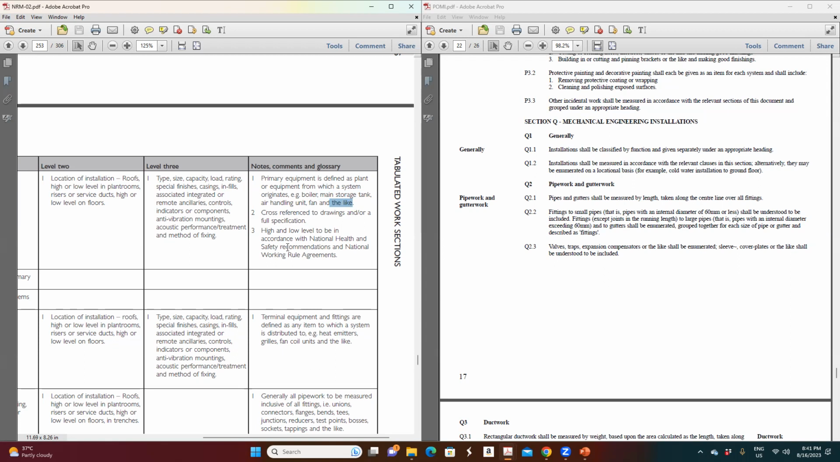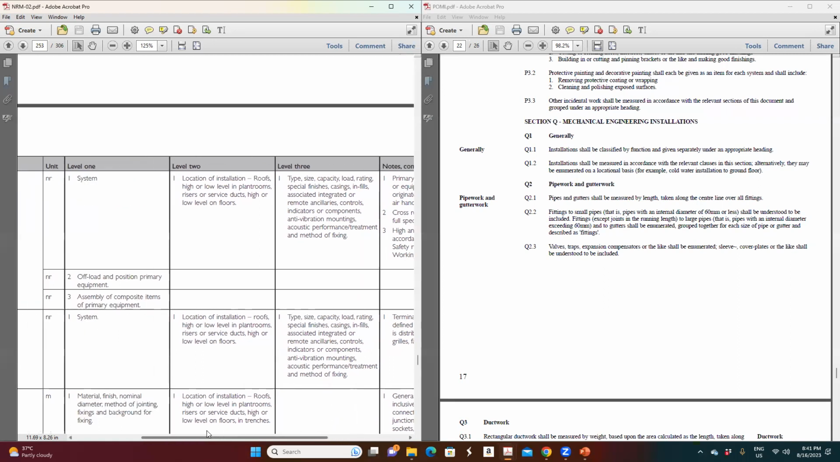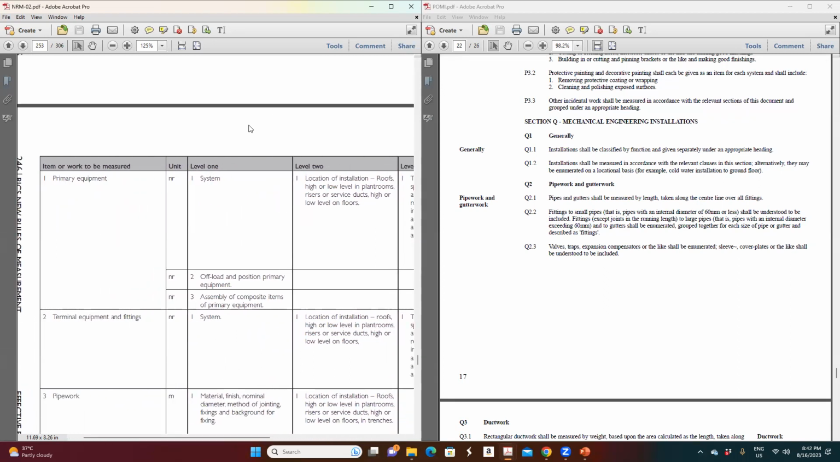So this talks about the heating unit, which is a water heater in the building, storage tank in the building, AC unit, AHU, FAHU, FCU, chiller, whatever it is. All these are primary equipments. So all these equipments are measured by numbers.